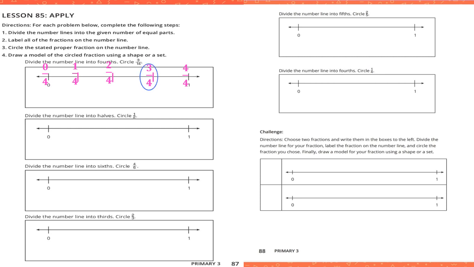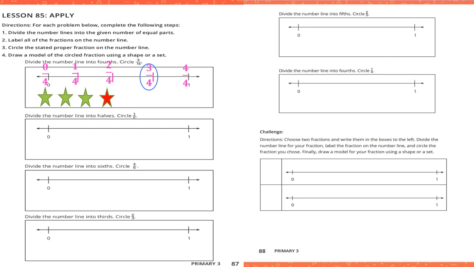Let's draw a model. Here I have a set of stars and I will ask you a question. What is the fraction of the green stars? The green stars. How many green stars? Yes, 3 out of the total stars, 4.